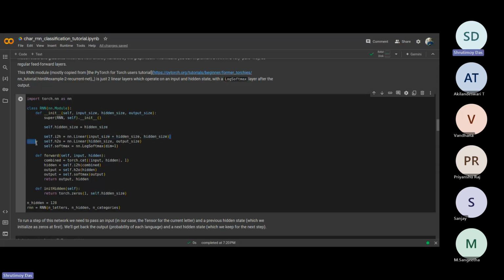So is this notation clear? Because this is how you define a neural network in PyTorch.